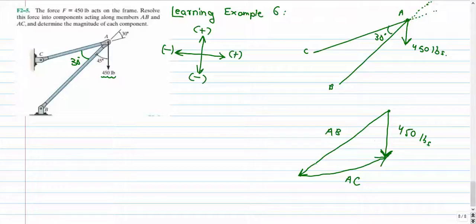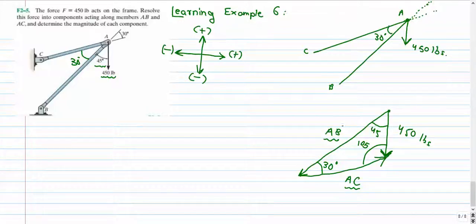Finally, we need to put in the angles if we want to find the magnitude of these components. So this angle is given to us in the question, which is 30 degrees. This angle is also given in the question, which is 45 degrees. We can find this angle by subtracting 30 and 45 from 180, and the answer that we get is 105 degrees.